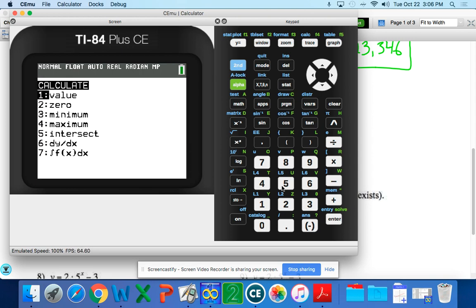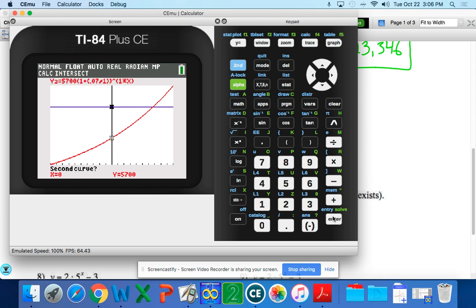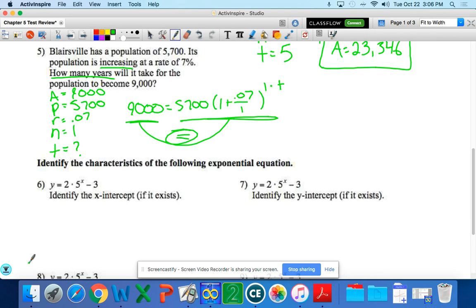Second, calculate. Number 5 is an intersection. First curve, second curve. It's going to take 6.75 years. You could round that to 6.8. I probably wouldn't round that one up to 7. But again, a couple different answers that would work for it. 6.75. That's kind of a nice even thing to leave it at, but you could also expect to see it as 6.8 years. Either one of those would be fine.